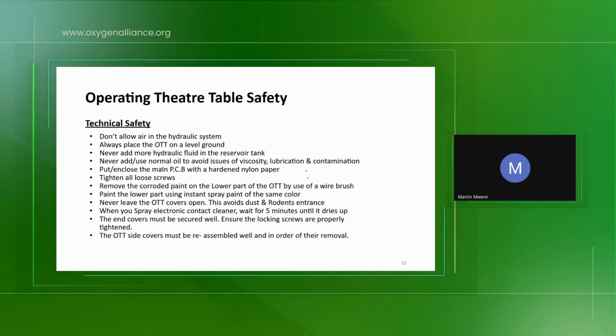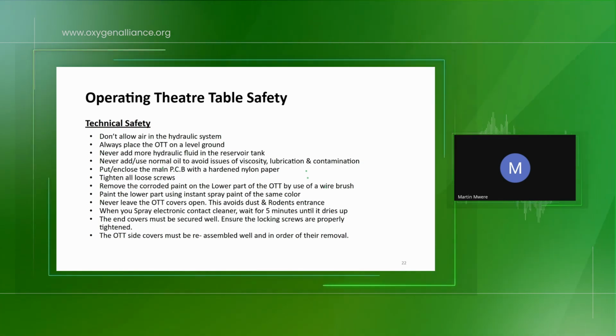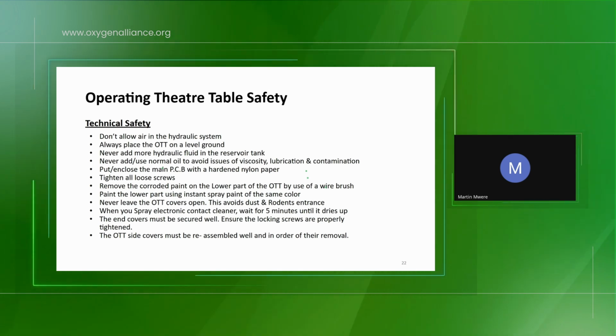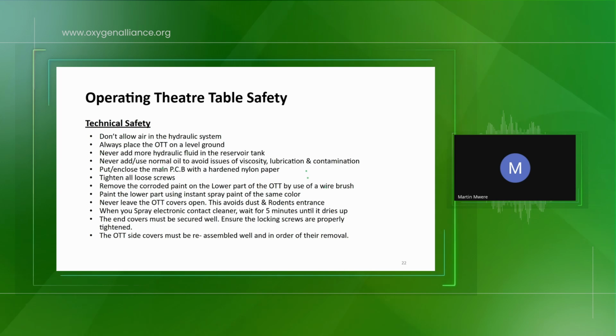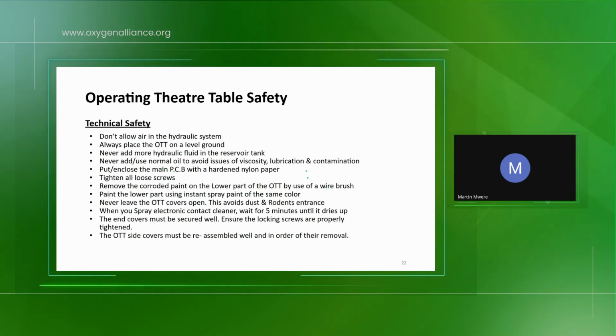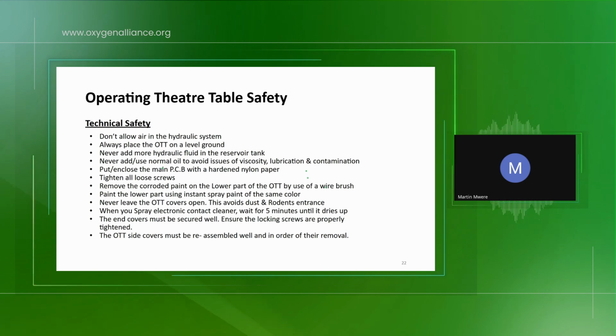Don't allow air in the hydraulic system. Let's say you have replaced the tubing. You need to remove air within the line, the hydraulic system. You need to bleed out air. Always place the OTT on a level ground. Make sure the ground you are placing the OTT on is very level.